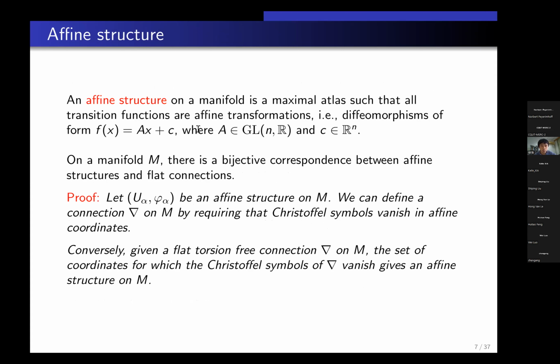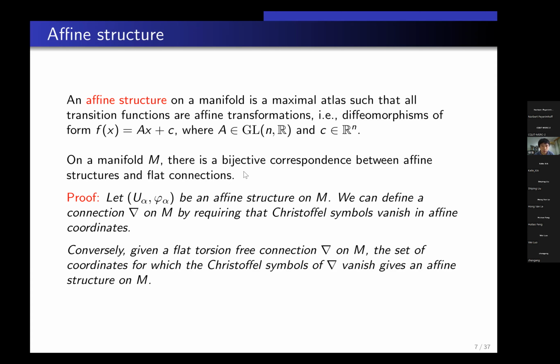This is a definition of affine structure. Okay, so affine structure just means that the transition functions of all the local coordinates of the manifold are just given by affine maps. So A belongs to the general linear group, and C is a vector. And an interesting fact is that affine structure is in one-to-one correspondence with flat connection.